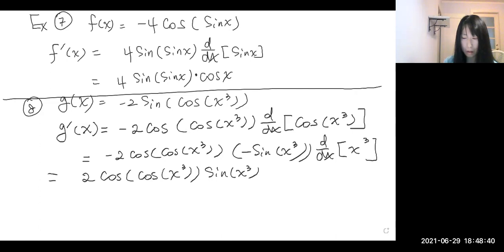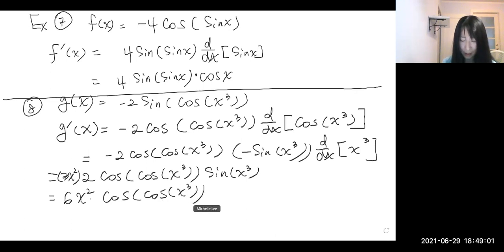Now, what's the derivative of x cubed? 3x squared. So let me write down 3x squared in front, okay? Then let us make 3 times 2, which is 6x squared. Then cosine of x cubed. Then times the sine of x cubed. All right. This is the final answer.